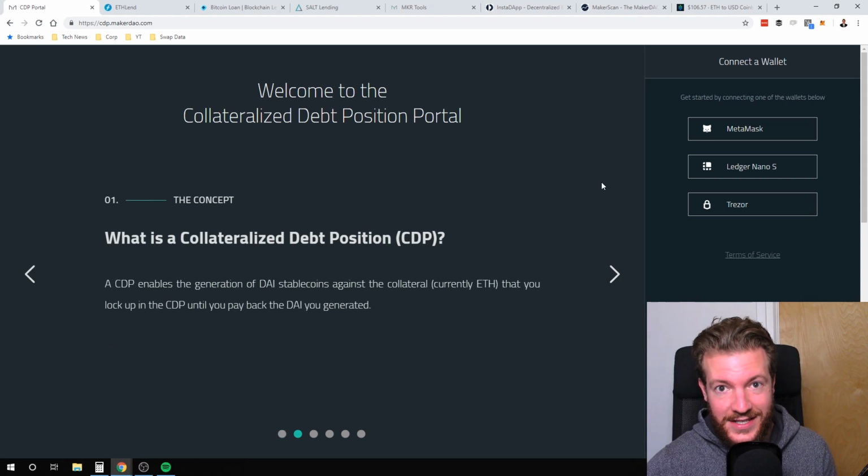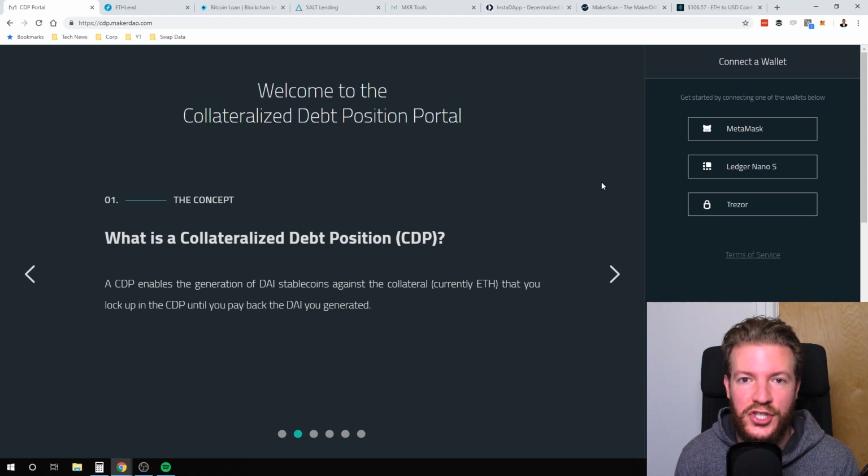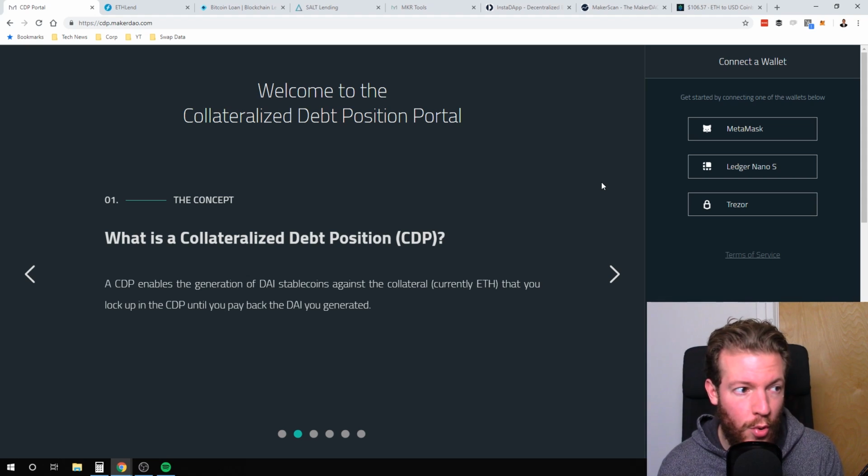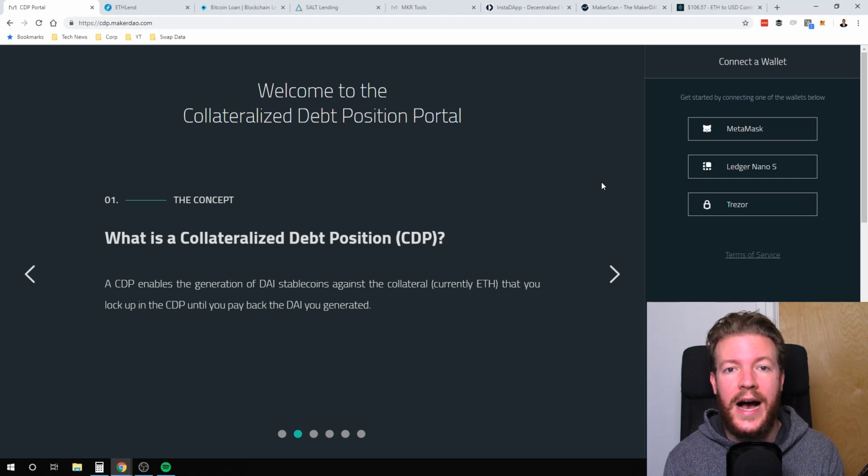What exactly is a CDP? Well, they tell you pretty much right on the website. A CDP enables the generation of DAI stablecoins when you put up collateral, which is currently Ethereum. So you are collateralizing Ethereum, which is essentially your collateralized debt position. And by collateralizing your Ethereum, you mint new DAI.